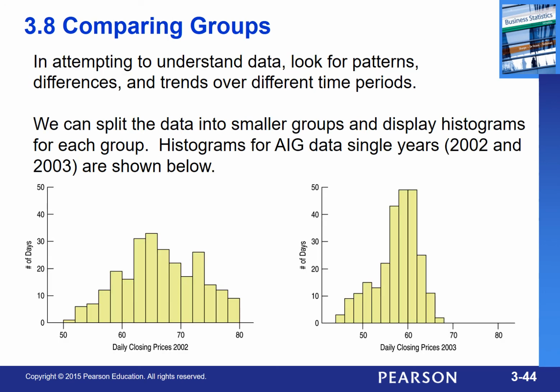Okay. So when you're looking at data and trying to decide patterns, be careful. If you split the data into smaller groups and display their histograms for each group, you might notice something different in trends, especially over time periods. So if you separate the AIG data into years, you'll notice some differences. For instance, one of these is way more skewed than the other. The other thing I want you to pay close attention to when you look at these graphs is I have them on the same scale. My horizontal values go from 50 to 80 roughly, and then my vertical values go from 0 to 50. Since they're on the same scale, it's much easier to compare them to each other.